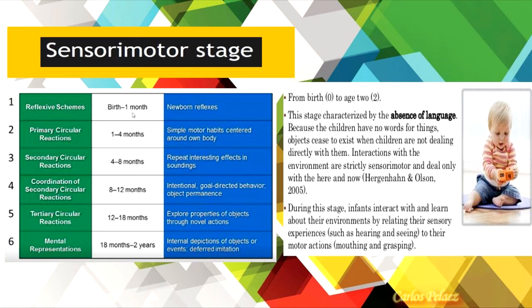The coordination of secondary circular reaction from 8 to 12 months shows intentional, goal-directed behavior, object permanence. The tertiary circular reaction from 12 to 18 months explores properties of objects through novel actions. Lastly, mental representations from 18 months to 2 years shows internal depiction of objects or events. Deferred imitation.